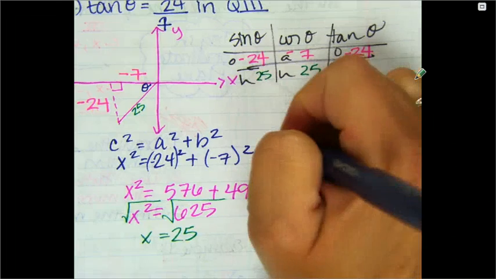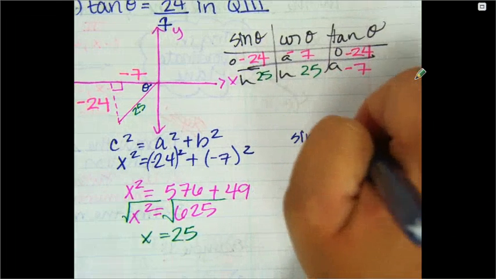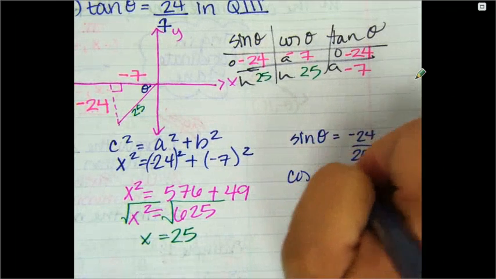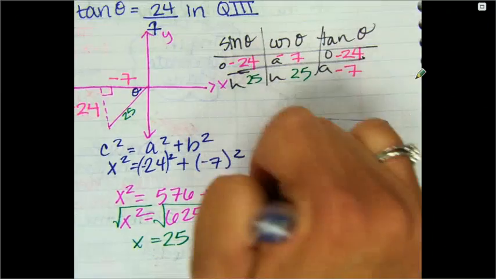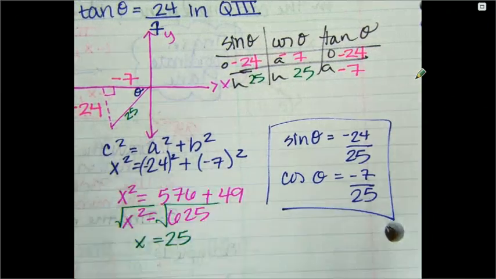What's sine theta? Negative 24 over 25. Good, what's cosine theta? Is there anything else? Wonderful. We good? Okay. Example C.